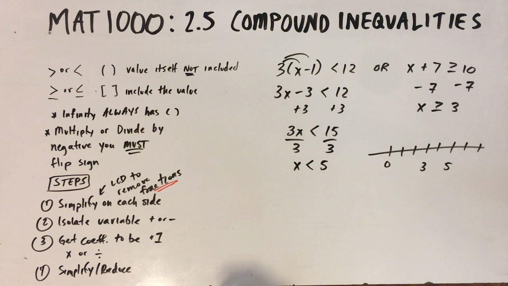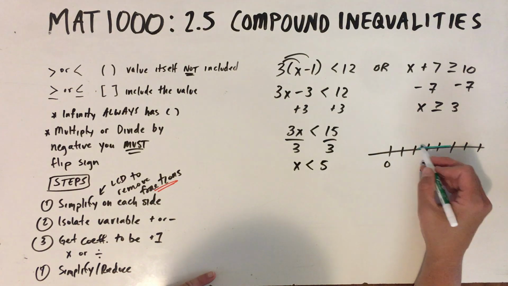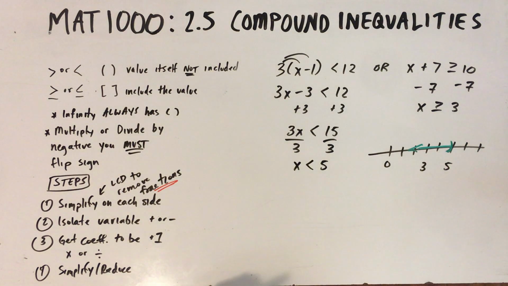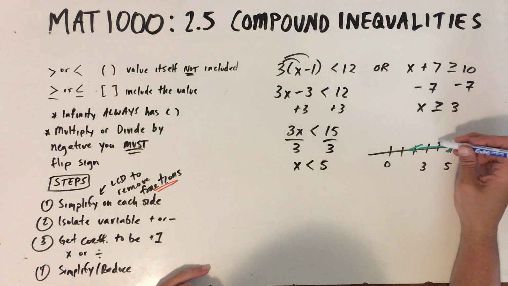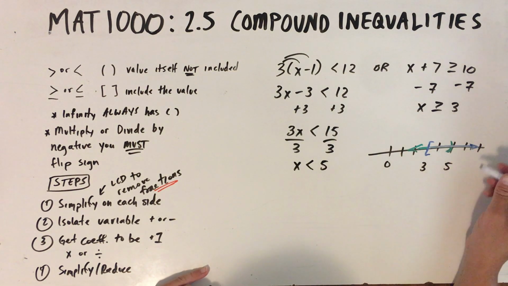All right, so this one says x is anything that is less than 5. So this is going this way, and it doesn't include 5 here. And this one says x is greater than or equal to 3. So it's going this direction towards positive infinity.